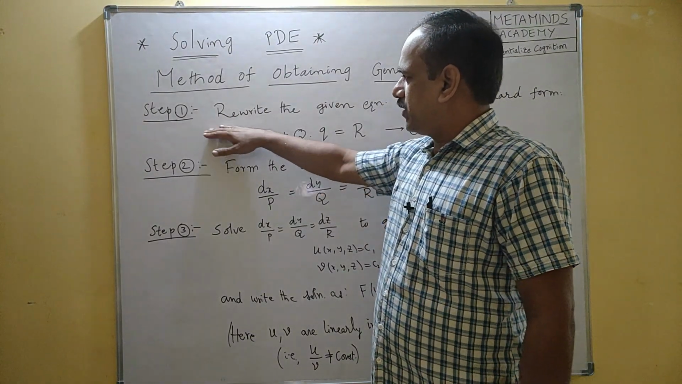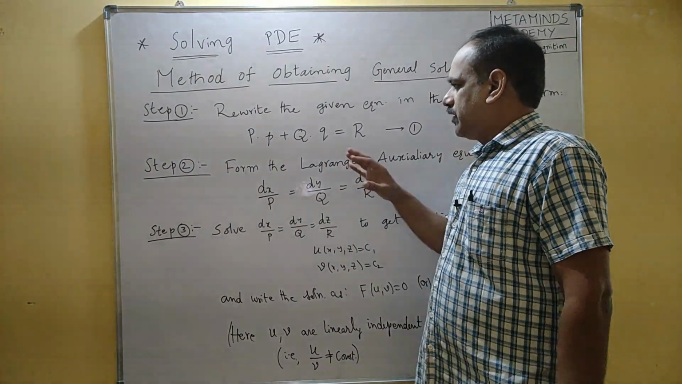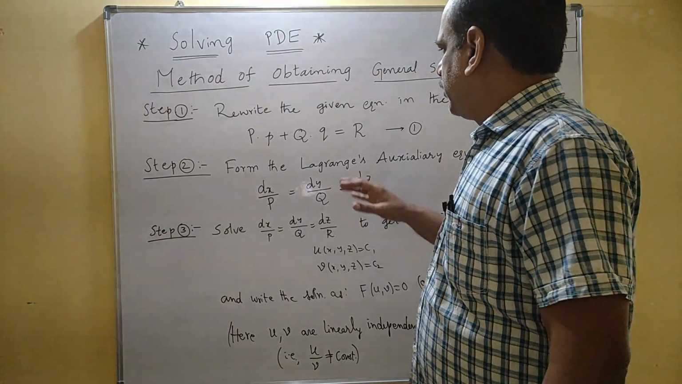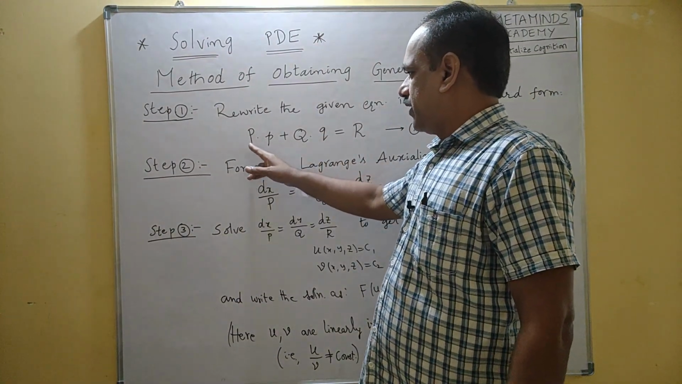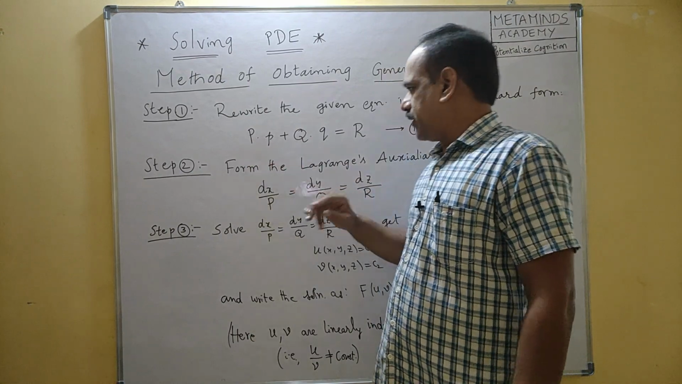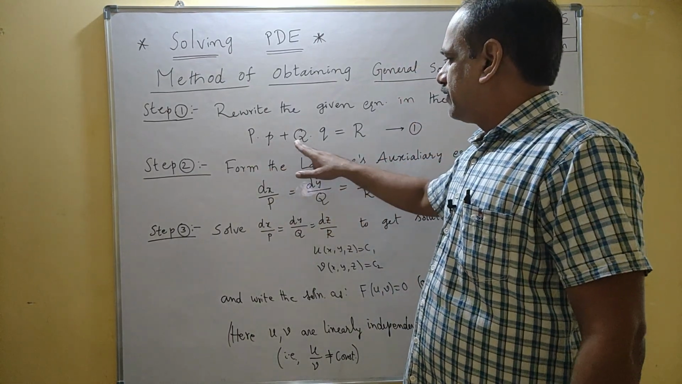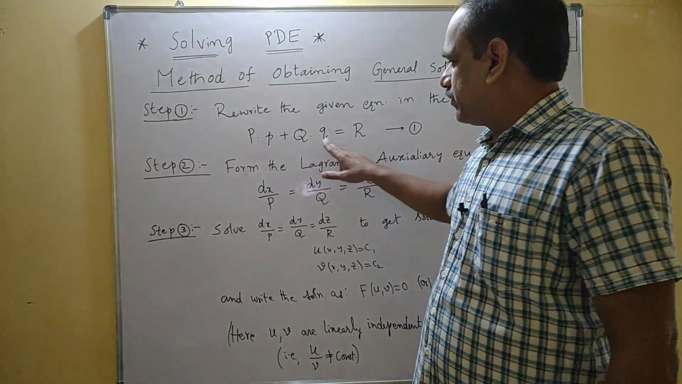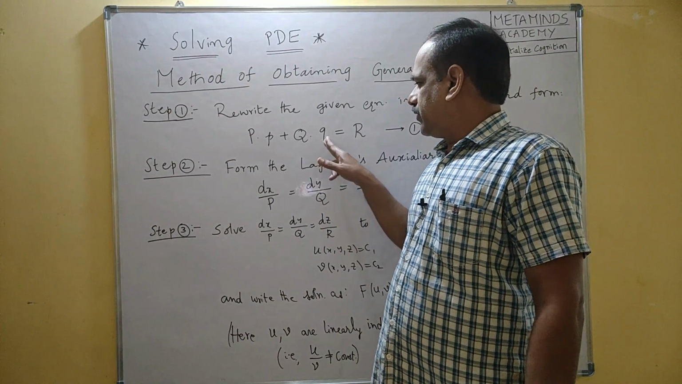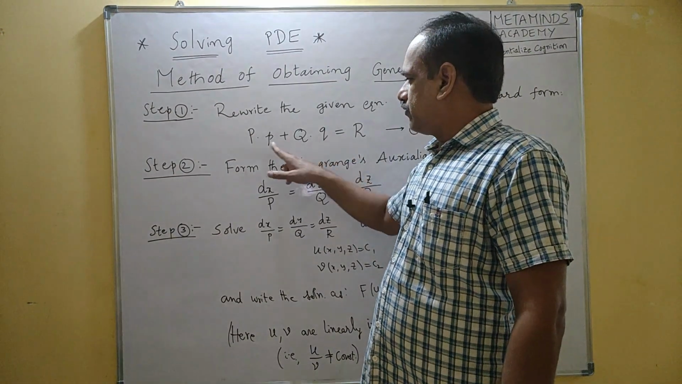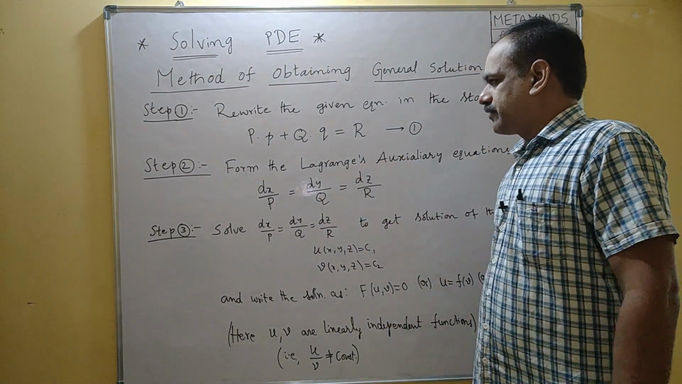In step 1, you are given the partial differential equation. You rewrite the differential equation in this form: a function of x, y, z into p, plus a function of x, y, z into q, where lowercase q stands for dou z by dou y and small p is dou z by dou x, equal to a function of x, y, z.